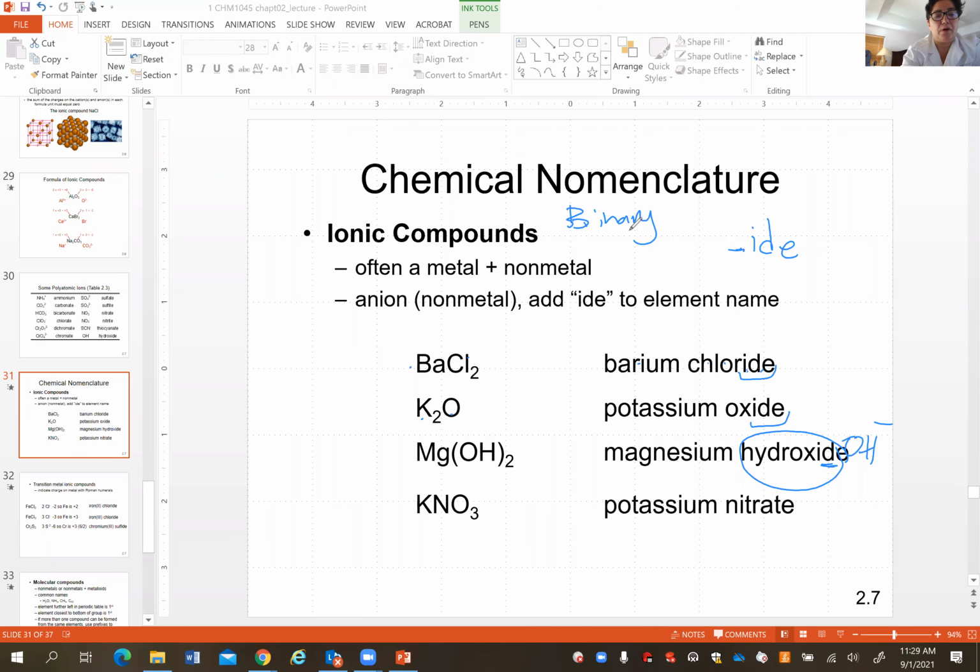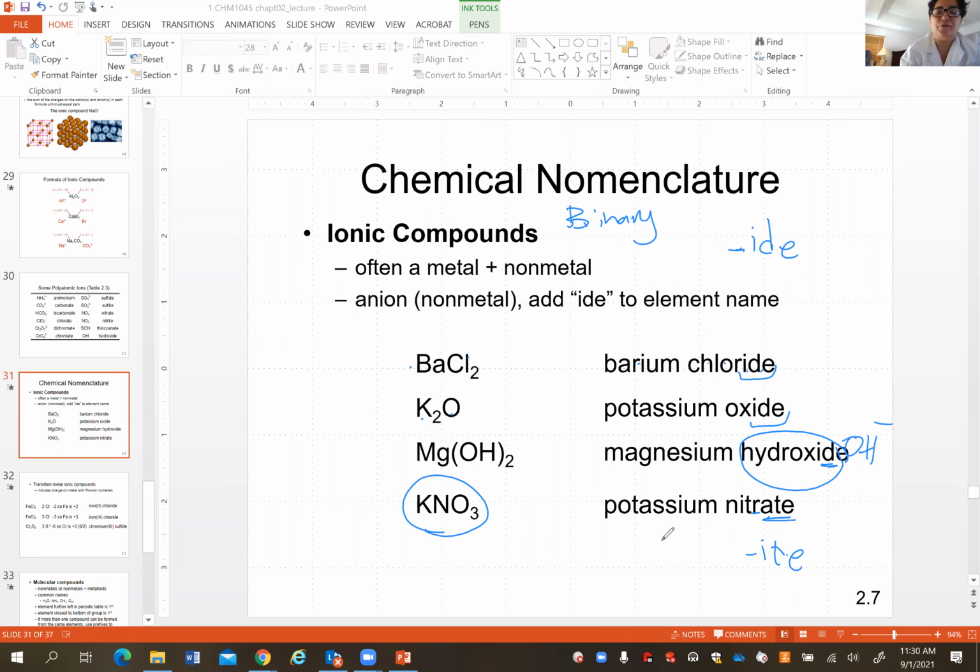Compounds with polyatomic ions that contain oxygen end with ATE or ITE. So you could have an ATE ending or an ITE ending for the compounds that contain a polyatomic ion. These compounds are known as higher order. That means you have more than two types of element.